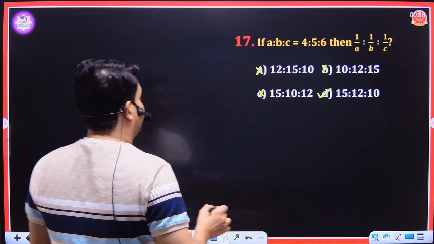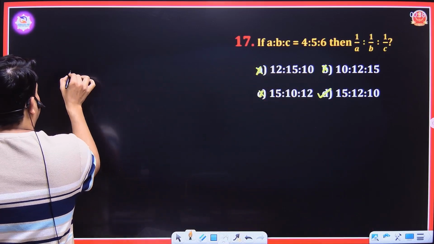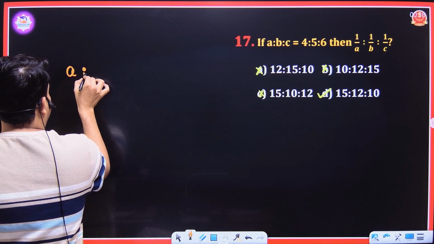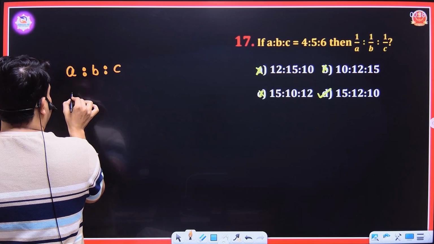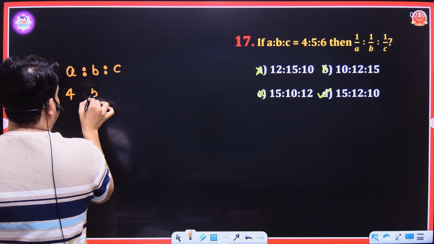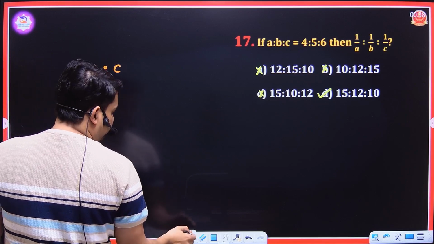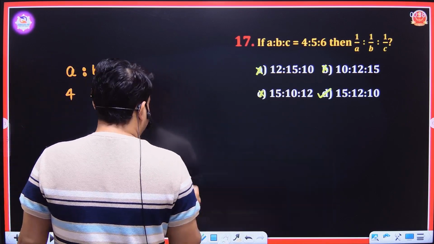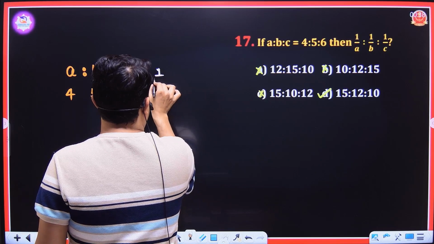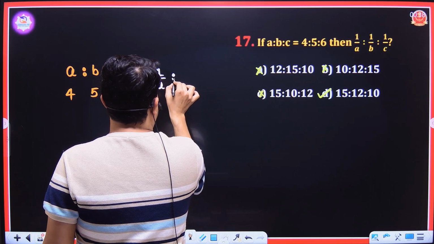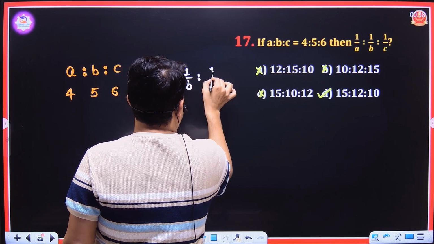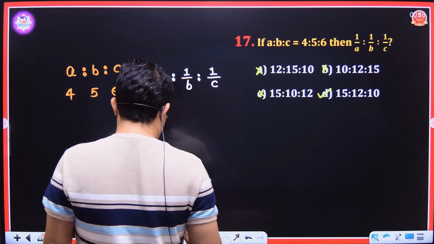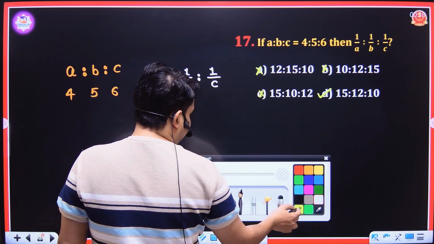And if you want to write it briefly, then A ratio B ratio C is what? 4 ratio 5 ratio 6. Then what is 1 by A, 1 by B, 1 by C? We have 1 by A ratio 1 by B ratio 1 by C, which means these are the reciprocals. So what will we do? We will play hide and seek.